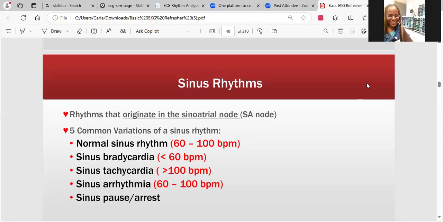Sinus arrhythmia has a P wave. However, the rhythm alters or changes between 60 and 100 beats per minute. So we'll be looking at an example of all of these rhythms.